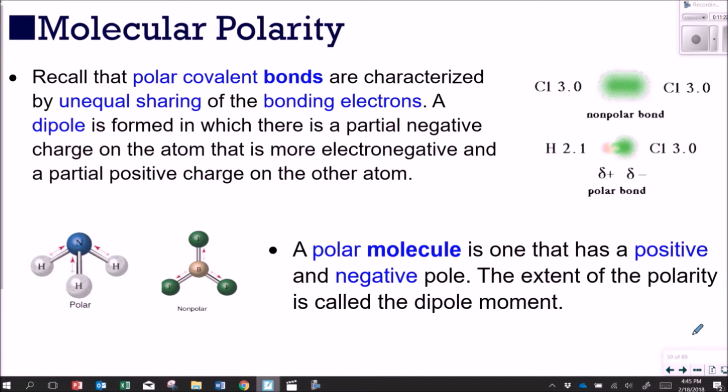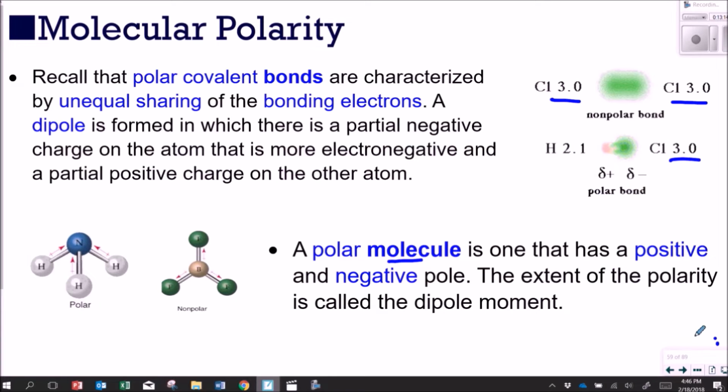If you remember, a polar covalent bond is characterized by an unequal sharing of the bonding electrons. A dipole is formed in which there is a partial negative charge on the atom that is more electronegative and a partial positive charge on the less electronegative atom. So looking at the chlorine molecule, same electronegativity, nonpolar bond. HCl, chlorine is more electronegative, so we have a polar bond.